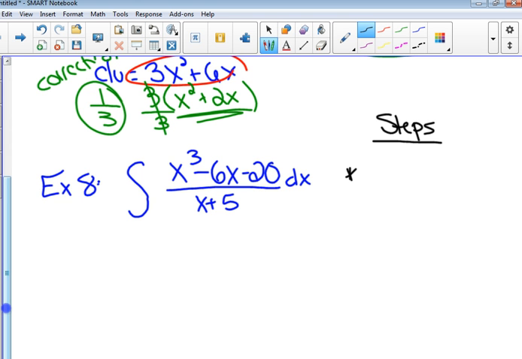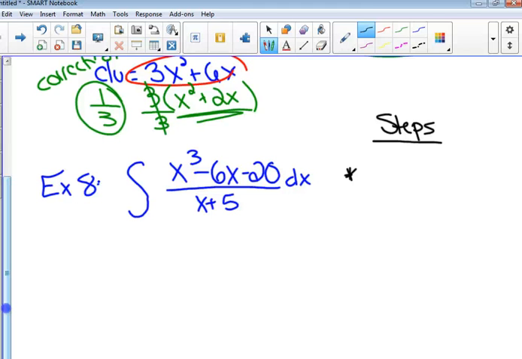Alright, so this is a special case. Those of you who tried number 11 last night and thought, this can't work: if we just look at the problem, if we let the u be this x plus 5, the du would just be 1. How are we going to get 1 to be this? We can't. It's impossible. So we have to use a different process, right?